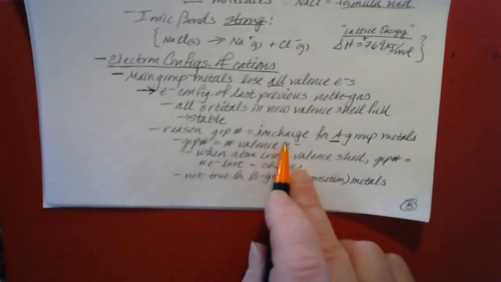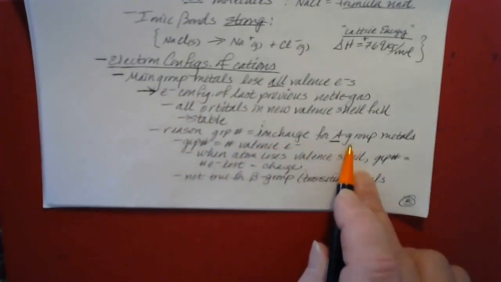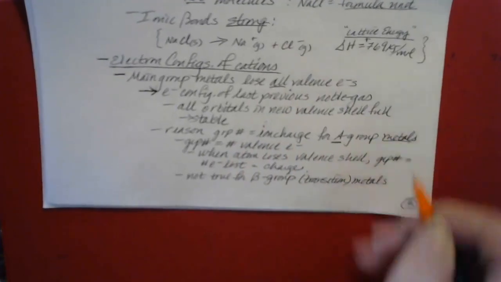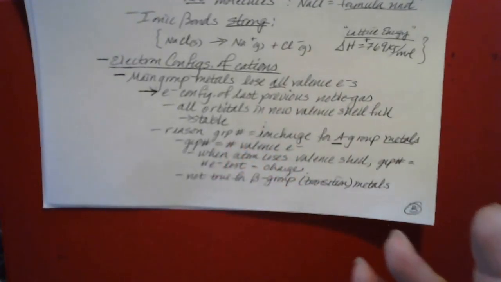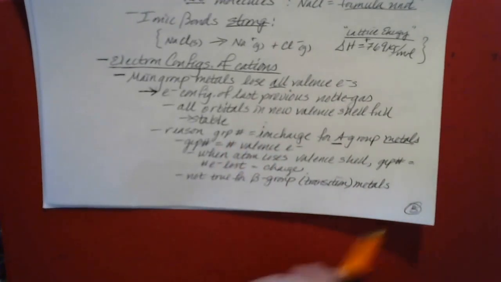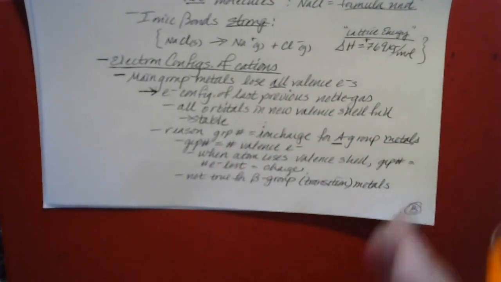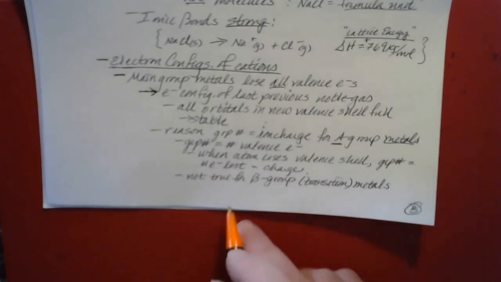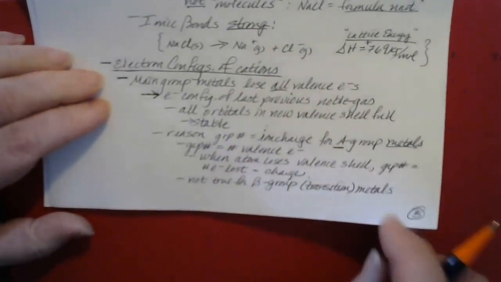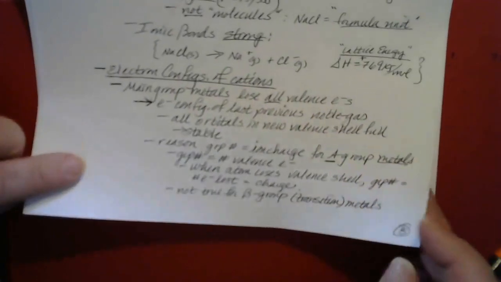The group number is equal to the ion charge for A group metals. That's because the group number equals the number of electrons in the valence shell. And that's the number of electrons you're going to be missing once you form a cation. And so that's what the charge will be, that number. And it'll be positive because you've lost the electrons. That only works for the A group metals, though. The B group metals are more complicated, and we'll get to those in a little while.